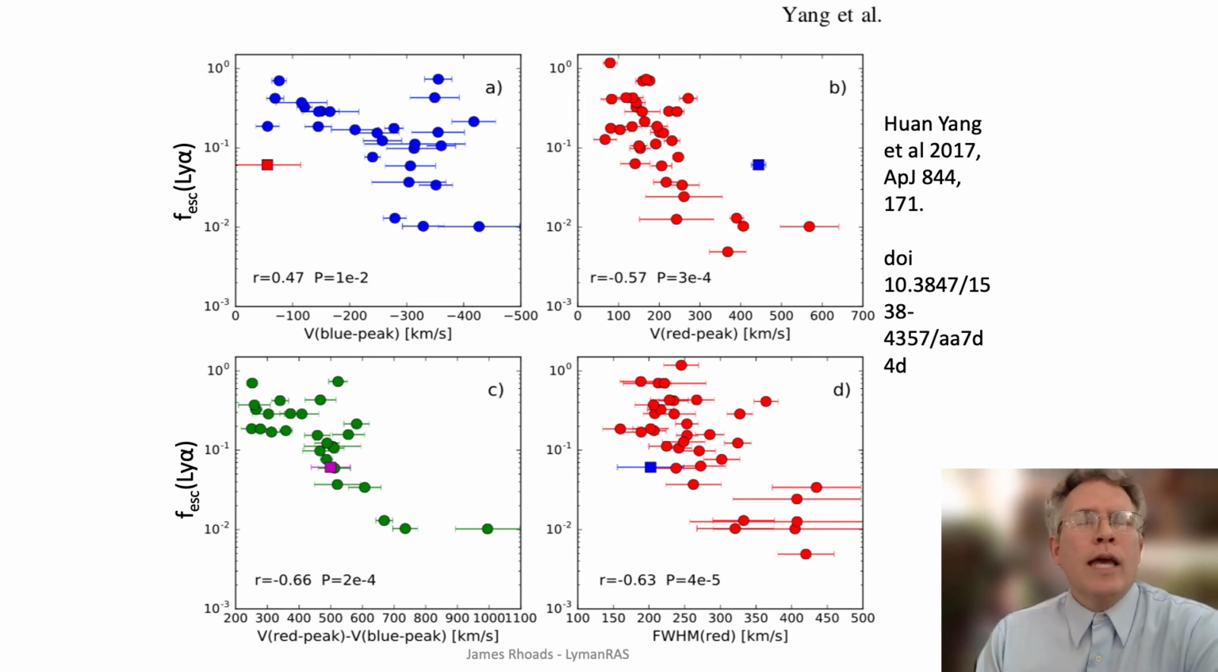And you can see in all cases, larger velocity offsets and larger line widths tend to go with lower Lyman alpha escape. And all of these are significant, at least at the 99% level in all cases, but the blue peak, they're beyond the 3 sigma significance level.